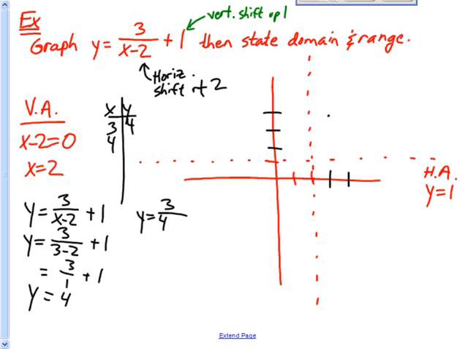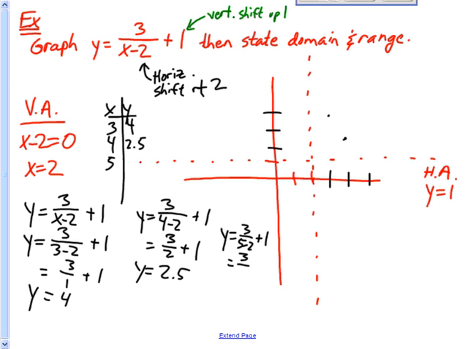Plug in 4 now. 3 over 4 minus 2 plus 1. So we got 3 halves plus 1, which is 2.5, right? 1.5 plus 1. So 2.5. So 4 comma 2.5. If we could keep going as far as you wanted to go, maybe we'll go another one here, 5. So we got 3 over 5 minus 2 plus 1. So 3 over 3 plus 1, so we got 2. 1 plus 1. So 5 comma 2.